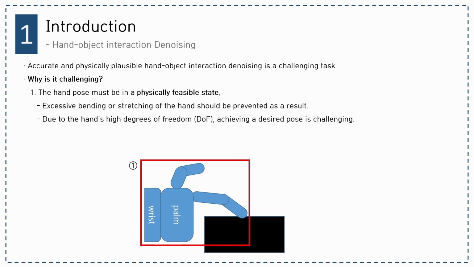Achieving accurate and physically plausible hand-object interaction denoising is a challenging task. Firstly, the resulting hand pose must be realistically feasible. Excessive bending due to joint angles or unrealistic stretching of a deformable hand due to joint position should be avoided. Additionally, because the hand has a high degree of freedom, achieving a desired pose can be difficult.